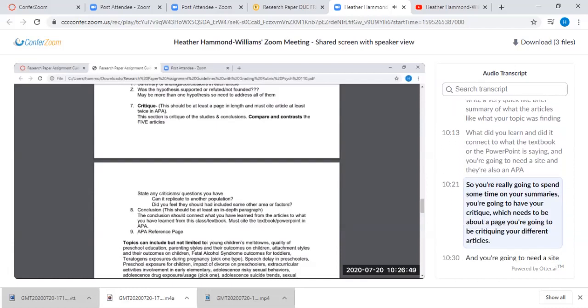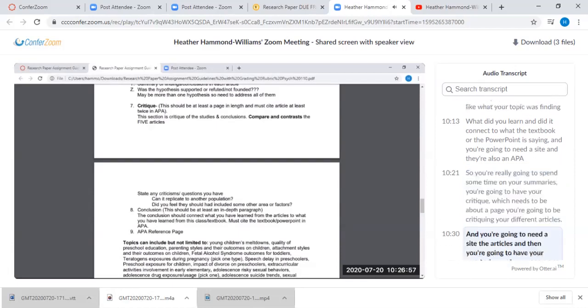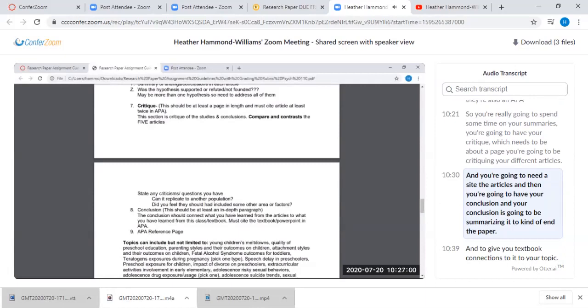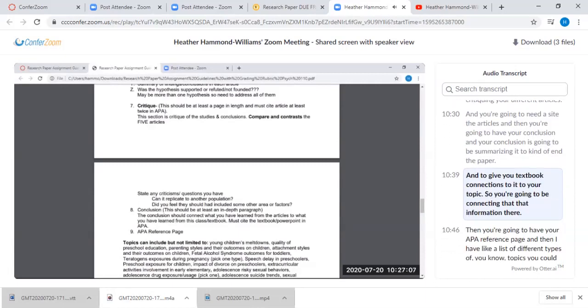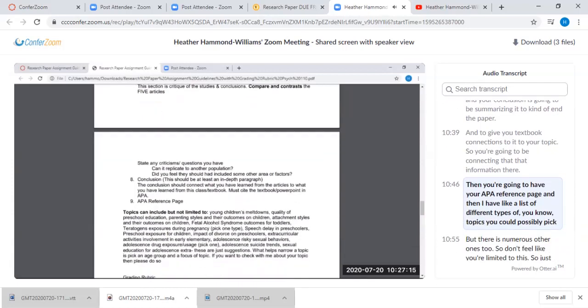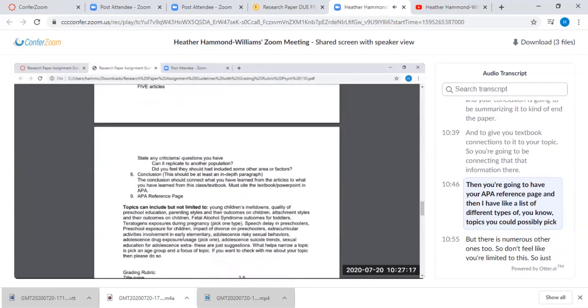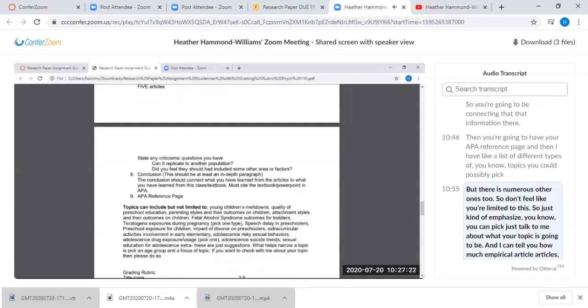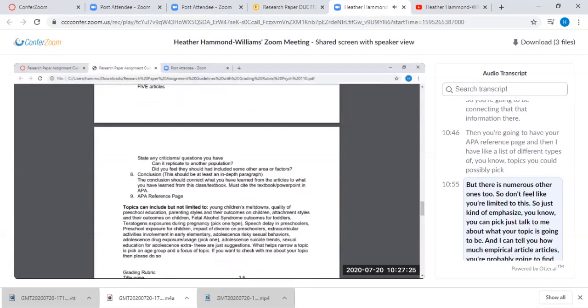So you're really going to spend some time on your summaries. You're going to have your critique, which needs to be about a page, where you critique your different articles and cite them. Then you're going to have your conclusion, which summarizes the paper to end it and gives textbook connections to your topic. Then you're going to have your APA reference page. I also have a list of different topics you could possibly pick, but there are numerous other ones too, so don't feel like you're limited to this.